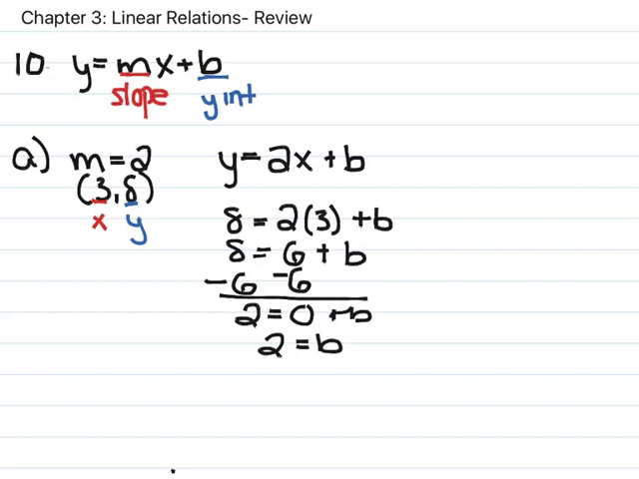If you want to check your work, I'll do the check in blue. If that's your y-intercept, then when x is 0, y is equal to 2, which we know will work because when you multiply 2 by 0, you get 0, so y is equal to b, which is 2, so it works. Your final equation, you just plug in your b value and your m value: y is equal to 2x plus 2.